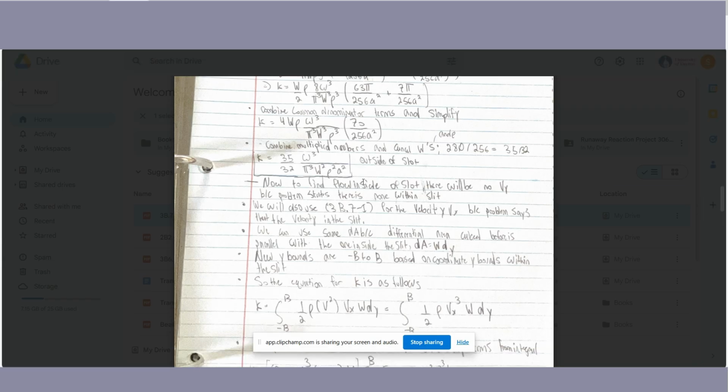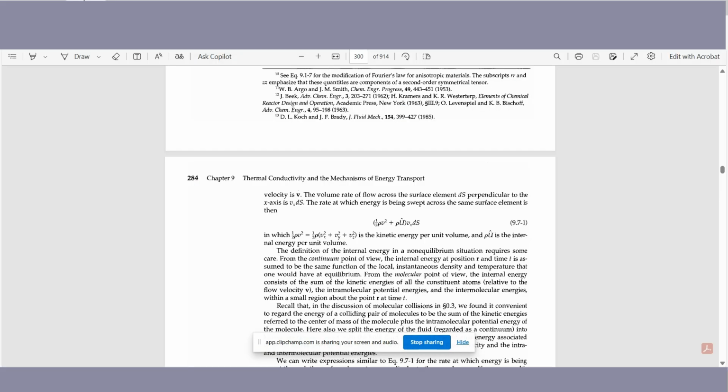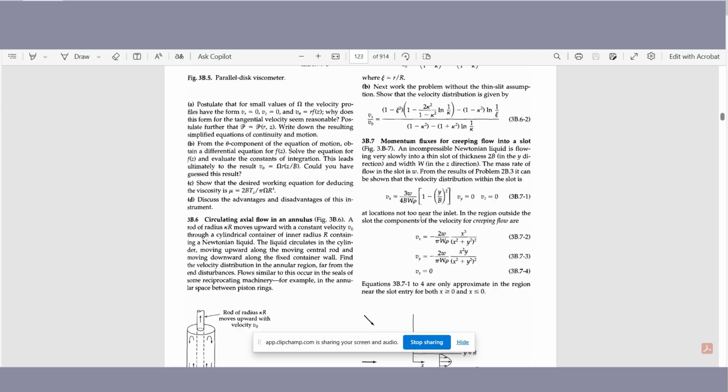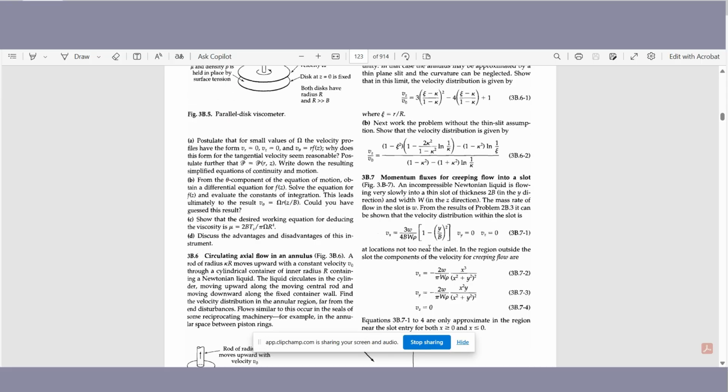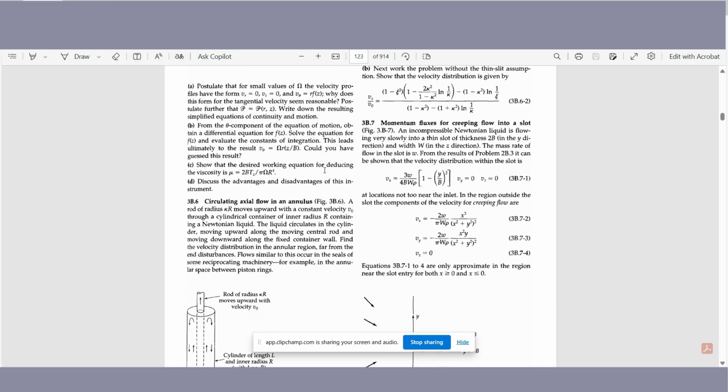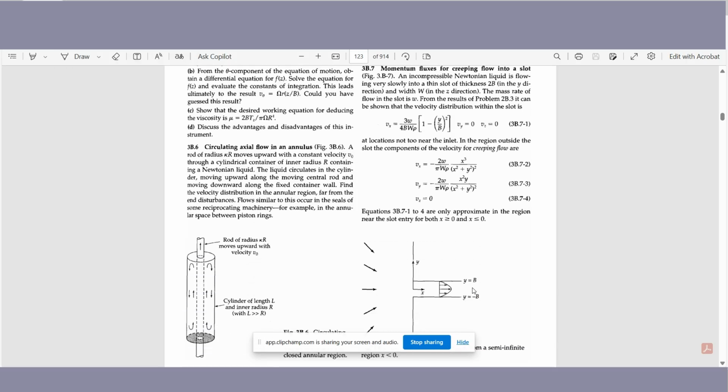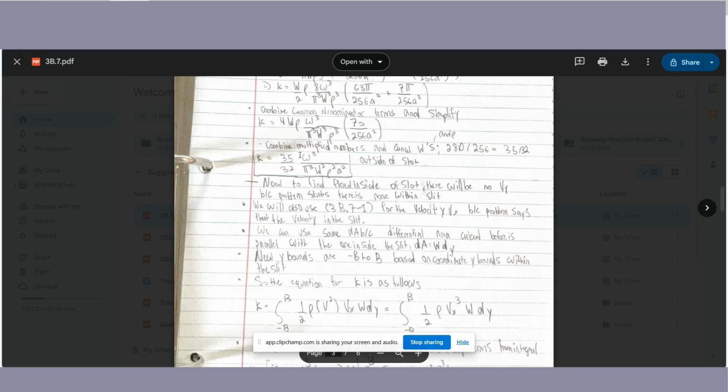So now to find the flow inside of the slot, this is using the other equations. This is using this equation because it's inside the slot. So we're basically doing the same process again, but with Vx only, because that's the velocity profile that's like here. We're just doing the same thing again.